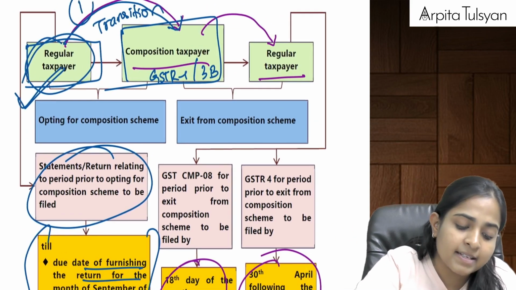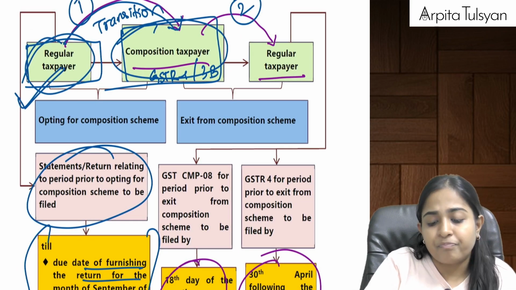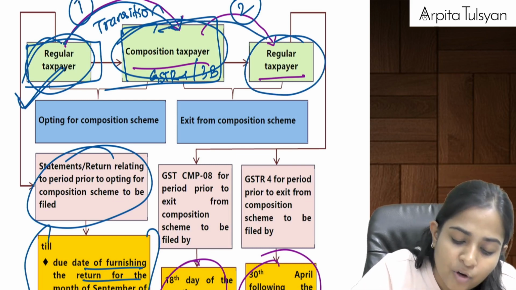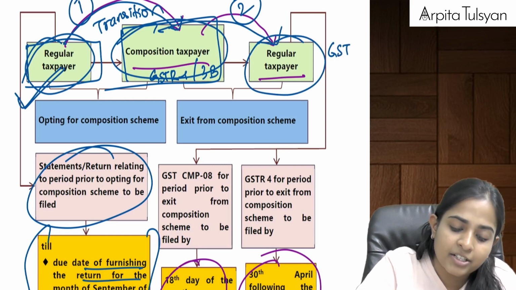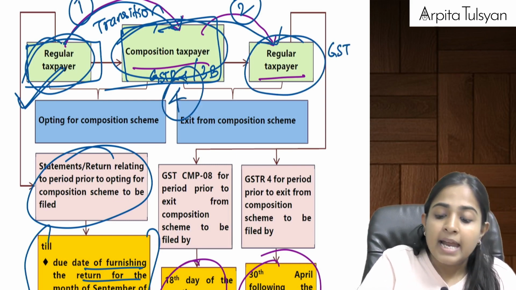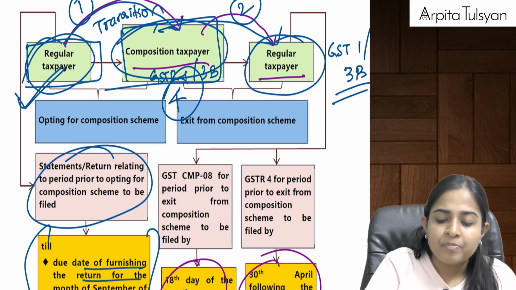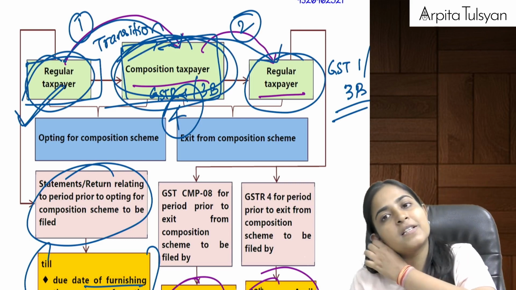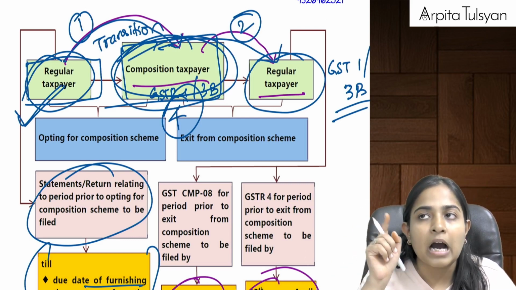Okay, there is a second type of transition. I was registered as a composition person, but now I want to get registered as a regular taxpayer. So can we say that earlier GSTR 4 was applicable, and now GSTR 1 and GSTR 3B will become applicable? So for this earlier period, which return will he file? He will have to file GSTR 4.